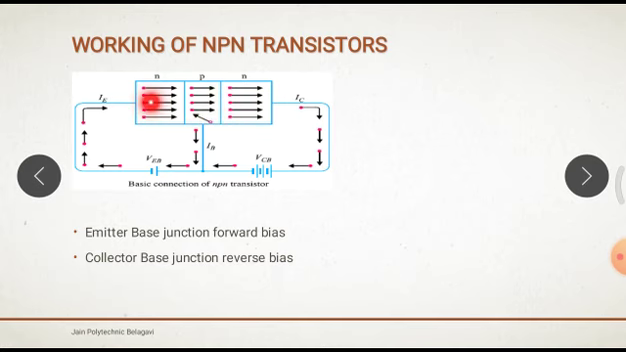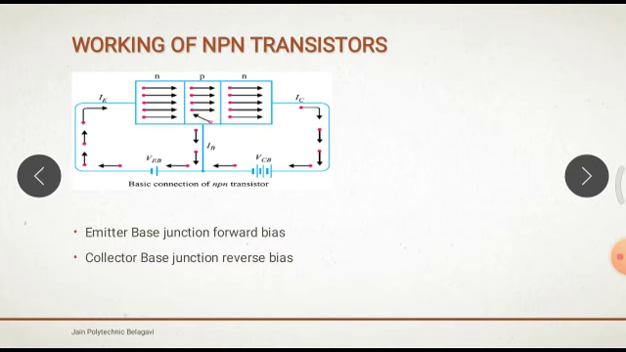While moving here, the electrons will recombine, but not all of them. Only a few electrons recombine, because it is lightly doped, only 5% you can assume. Electron and hole recombination takes place here, and the other 95% of electrons move to the collector side, and the collector collects all the electrons.